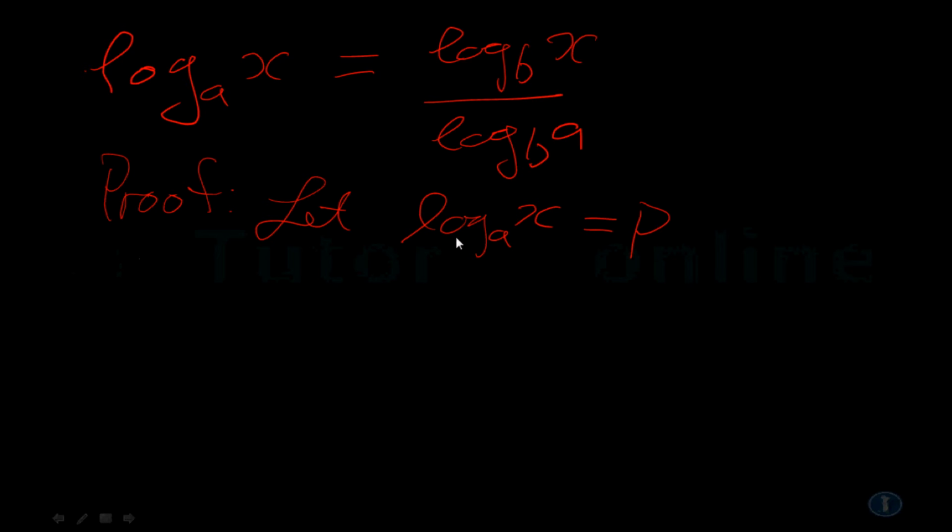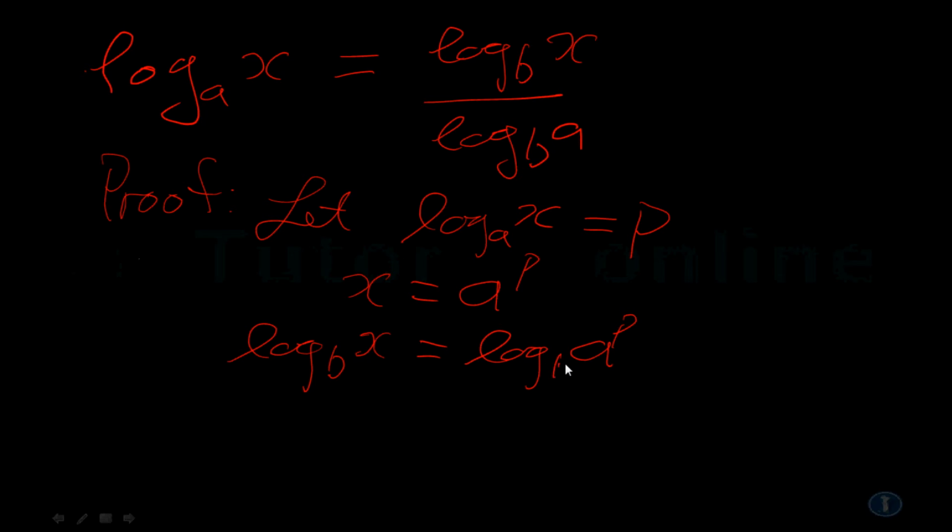And again, to this, let us apply the definition of a logarithm to this statement. Thus, we can say that x is equal to a to the power of p. Take the logarithm on both sides of this equation to the base of b. In other words, if I write this equation, the logarithm of x to the base of b is equal to the logarithm of a to the power of p to the base of b.